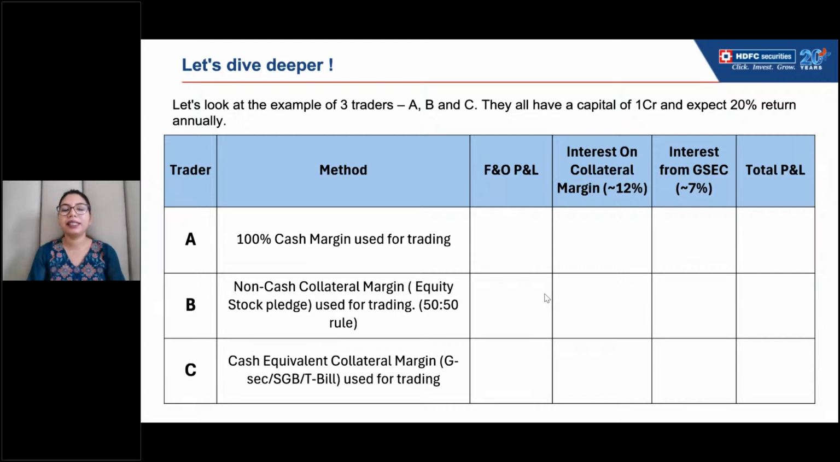So हम लोग एक एग्जाम्पल देखेंगे. 3 traders हैं हमारे पास, okay? So we have the example of 3 traders. They use different sources for their capital, okay?